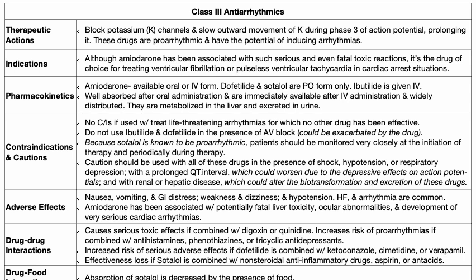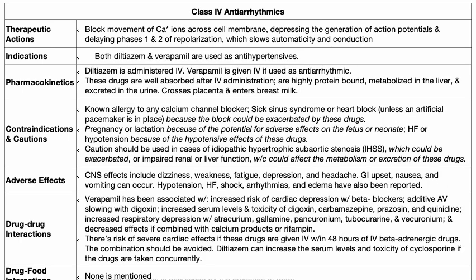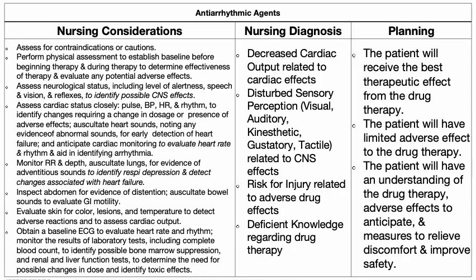We also have class 3, which includes Cordarone, Tikosyn, Corvert, and Betapace. The adverse effects of these drugs are those related to changes they cause in the action potentials. Then we also have class 4, which includes calcium channel blockers.